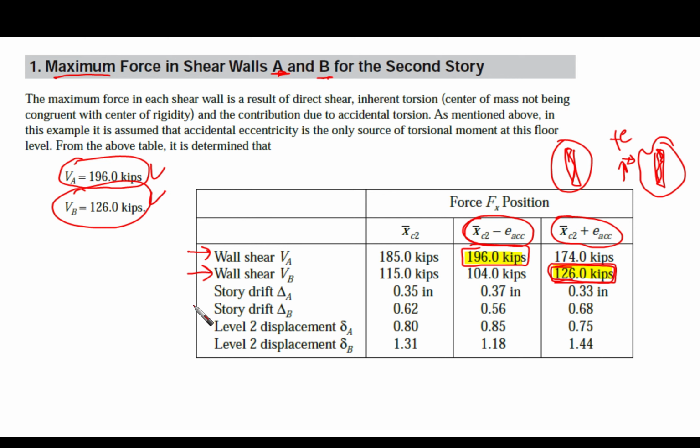Now, as we said before, we are assuming in our structure that the center of mass, CM, and the center of rigidity, CR, coincide with one another. In our example, we assume that there is no inherent torsion. So from this table, the maximum is going to be obtained using the accidental torsion that is applied, but there is no inherent torsion.